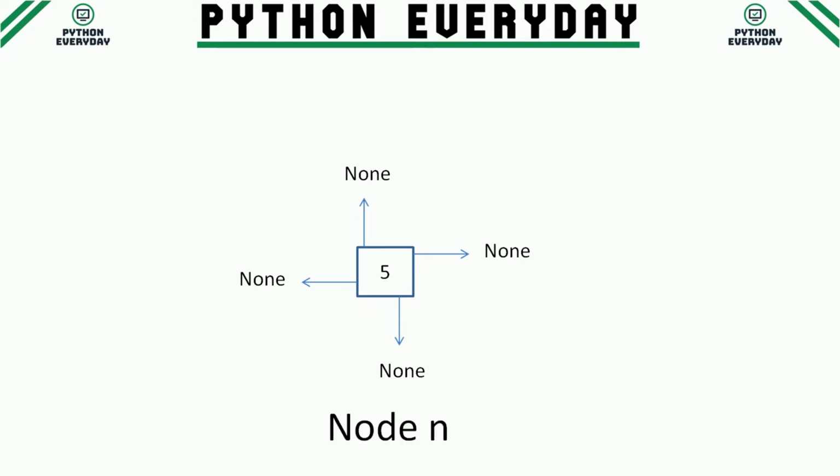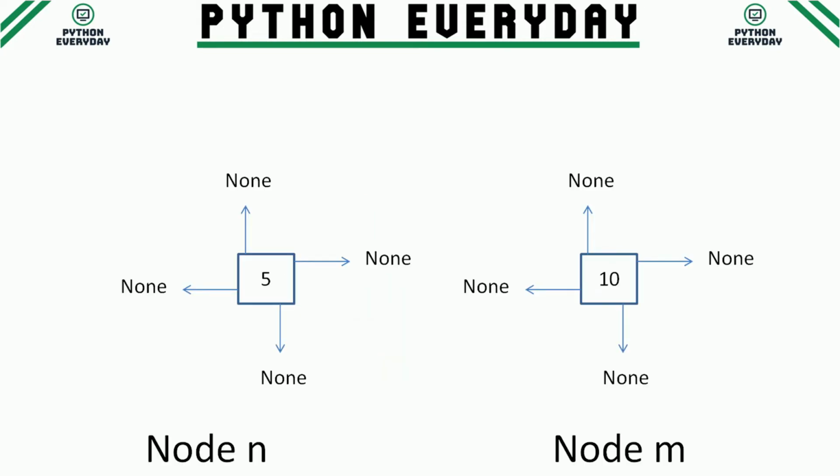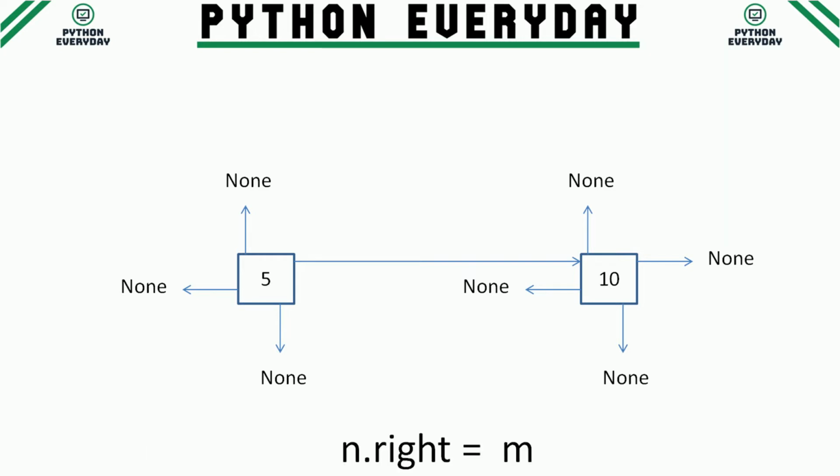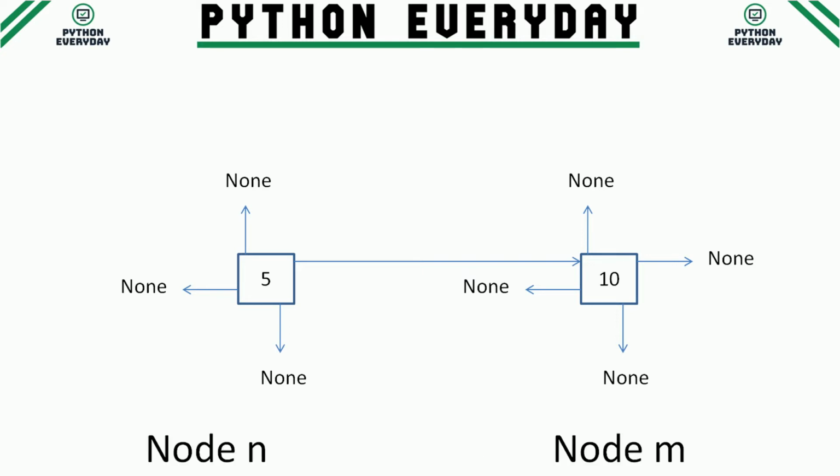Let's name it n. Let's make another node named m, and store value 10 in it. Now we have 2 nodes named n and m, but they are independent of each other. Let's make the connection. Let's point the right of n to m by the statement n.right = m. Now the right element of n will store the address of m. And that's how we connect 2 nodes to make the linked list.